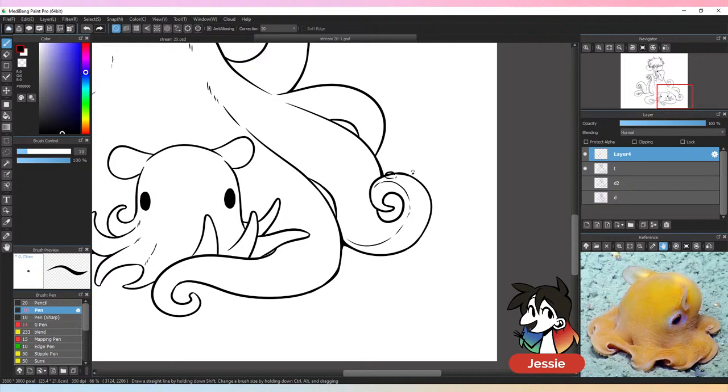This is something that I do. If I have something that I know there's going to be a lot of repeated areas in, or it's going to interfere if I keep them on the same layer, it's just easier if I do it on two separate ones. So suction cups, or spikes, or plating, stuff like that, usually good to keep on different layers.